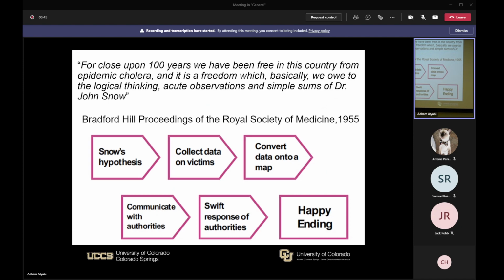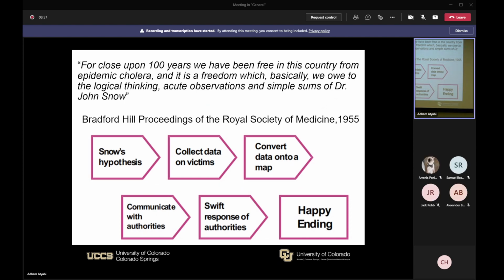So, in 1955, the proceedings of the Royal Society of Medicine commemorated Snow's discovery. A renowned epidemiologist, Bradford Hill, wrote that for close upon 100 years, we have been free in this country from epidemic cholera, and it is a freedom which basically we owe to the logical thinking, acute observations, and simple sounds of Dr. Snow. And here is the happy ending of the case study.